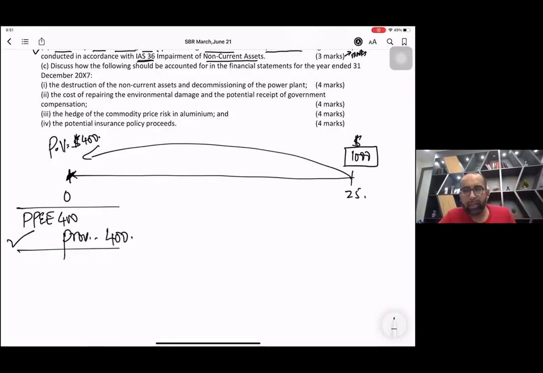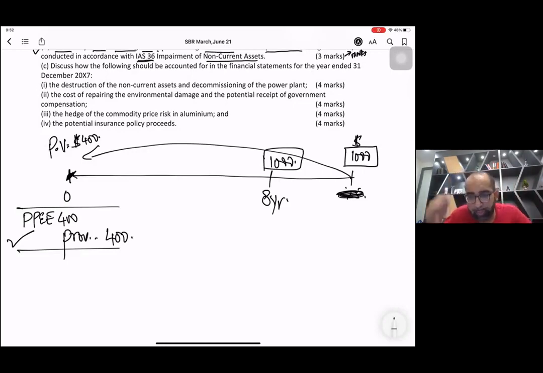Okay. PPE debit and provision credit. Now listen, let us say on the same day, not in future, somebody told you that you don't need to decommission after 25 years. Now you need to decommission it after just 8 years, and the same decommissioning cost will be used.